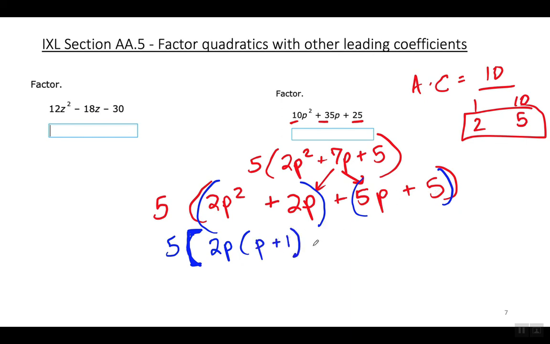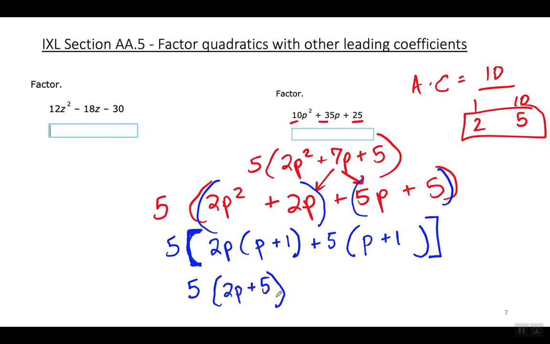What's the greatest common factor here? 5. 5 times what will give you this binomial? 5 times p plus 1. Now my final answer is going to be 5 times 2p plus 5 times p plus 1.